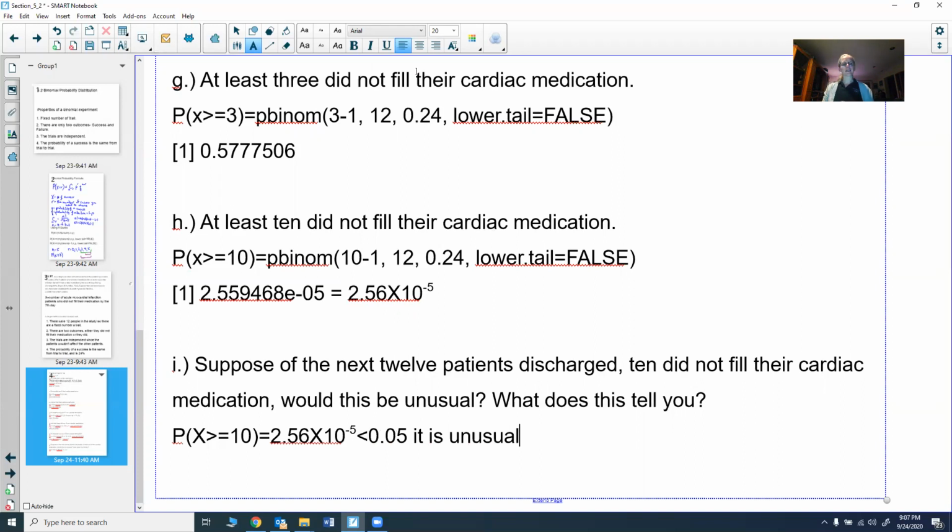Remember, I'm not just looking at x equaling 10. I don't want to calculate for just x equaling 10, even though I want to know if the next one is 10. I actually want to look at 10 or more, or 10 or less. We're going to do 10 or more, and that is definitely less than 5%. So when we're looking at these unusual things, it's not just equal to the value, it's always a range. So I always want to look at a range to determine unusual. But this is definitely unusual.